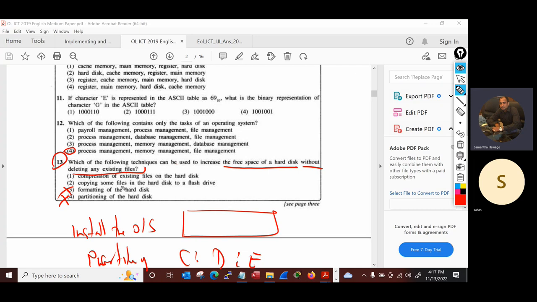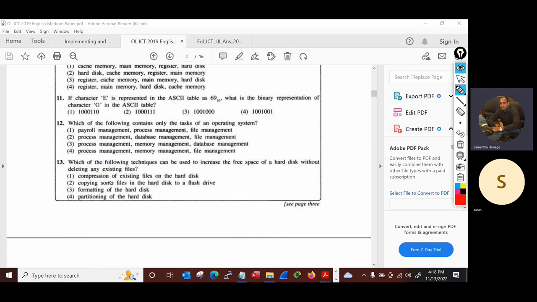The next one, copying some files in the hard disk to the flash drive. What they are saying is to increase the free space of the hard disk without deleting any existing files. Copying some files to the flash drive does not free up space, because you are just copying, not cutting. If it is cutting, then it will delete them. Anyway, it won't be the answer. So the answer would be, you can compress.